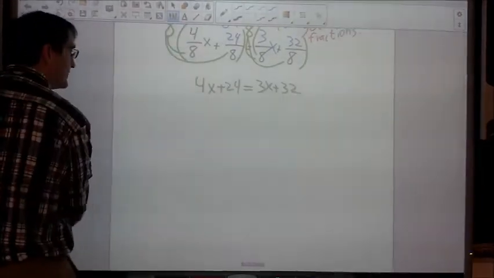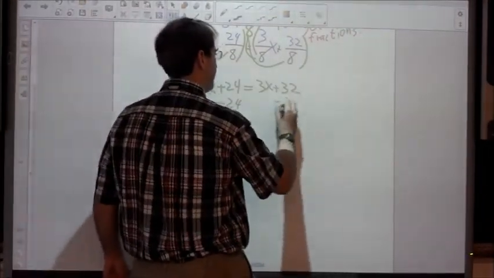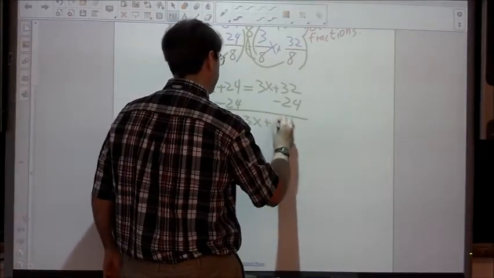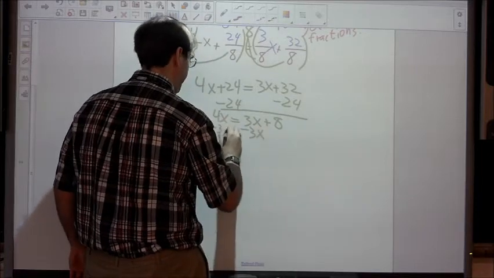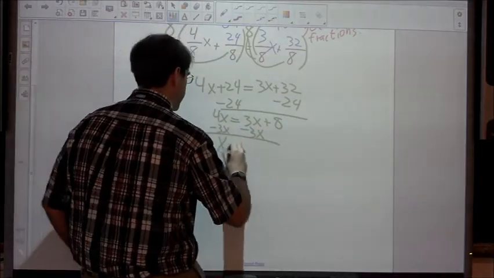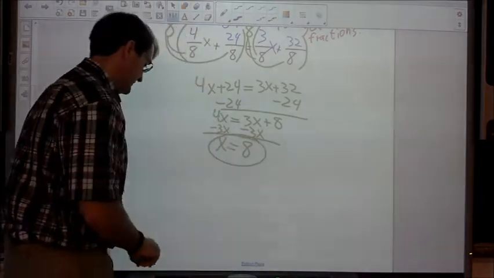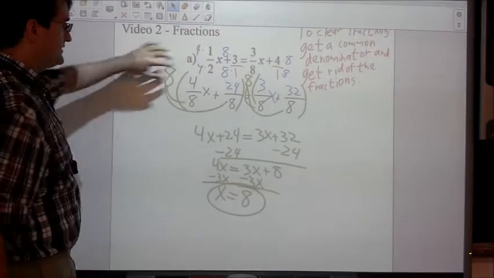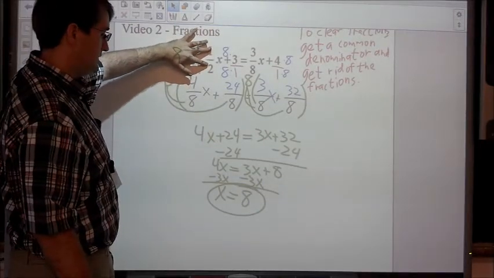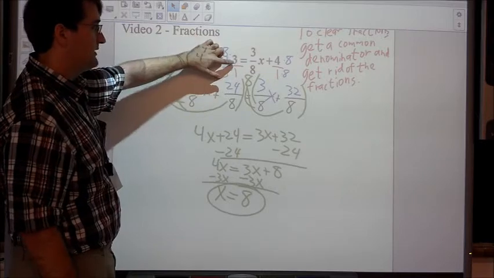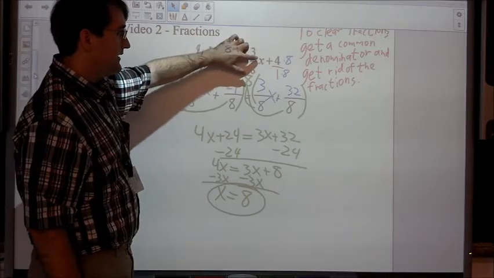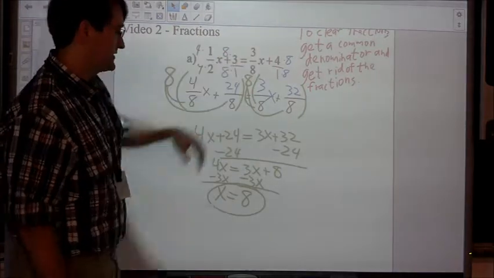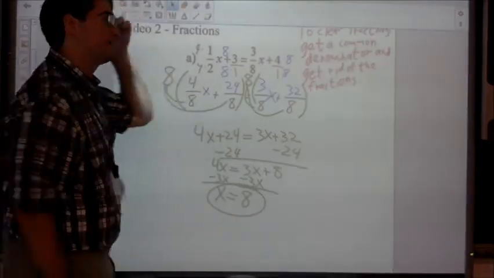Just give myself a little bit more room again. Minus 24, I get 4x equals 3x plus 8. Minus 3x, and I get x equals 8 as my answer, which I should then check just to make sure that it works. If x equals 8, 1/2 of 8 is 4, plus 3 is 7. 3/8 of 8 is 3, plus 4 is 7. So it works out. x equals 8 is your final answer.